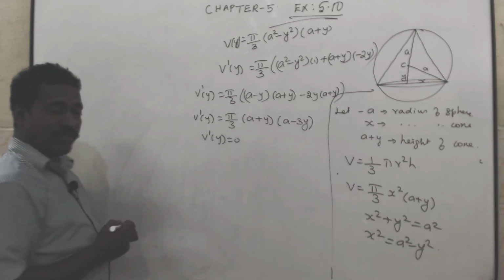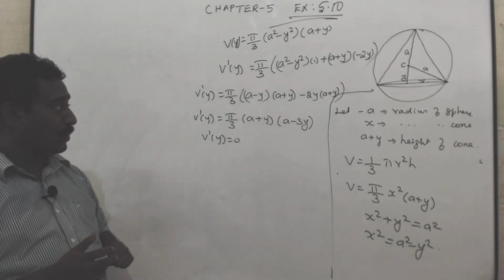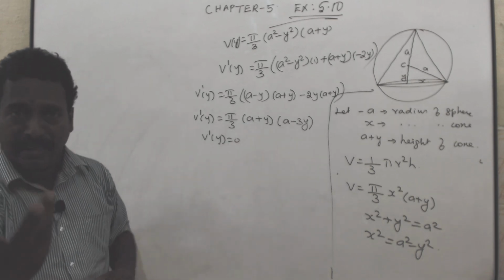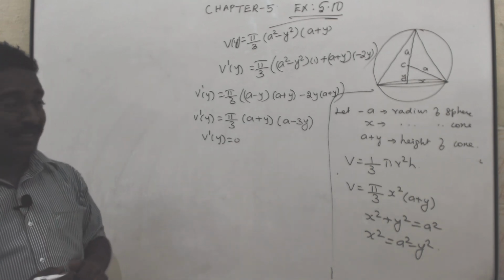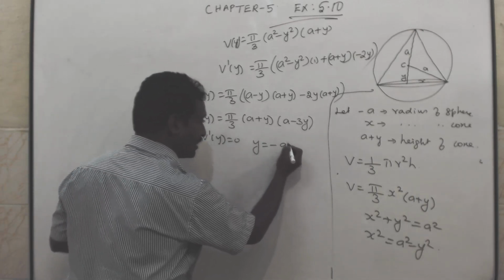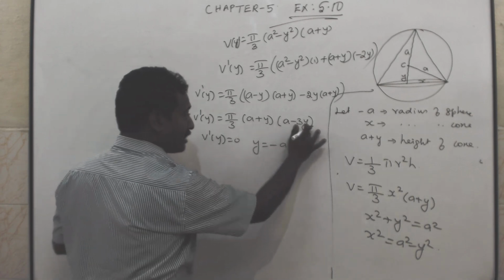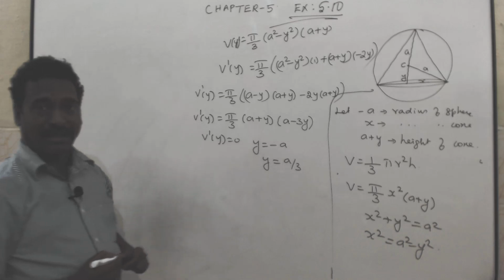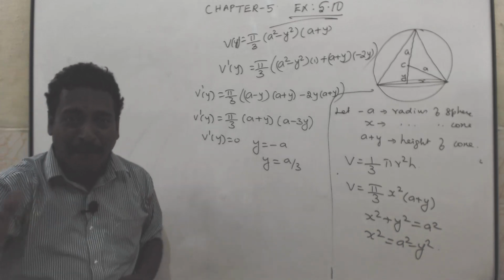When we put v dash of y equal to 0, either a plus y equal to 0 or a minus 3y equal to 0. A plus y equal to 0 means y equal to minus a. A minus 3y equal to 0 means y equal to a by 3. But length can't be negative.